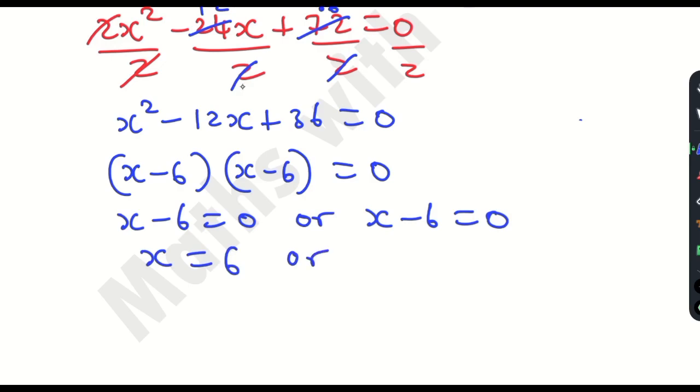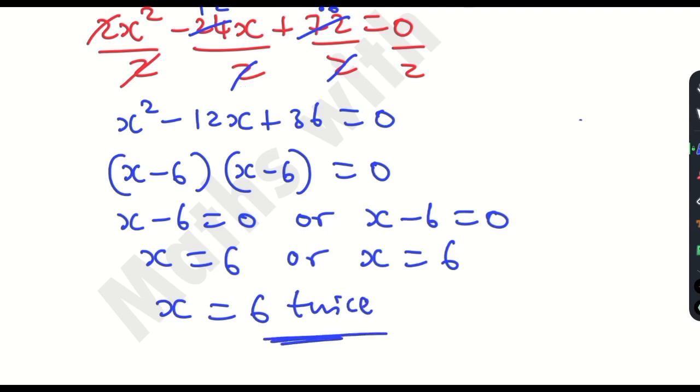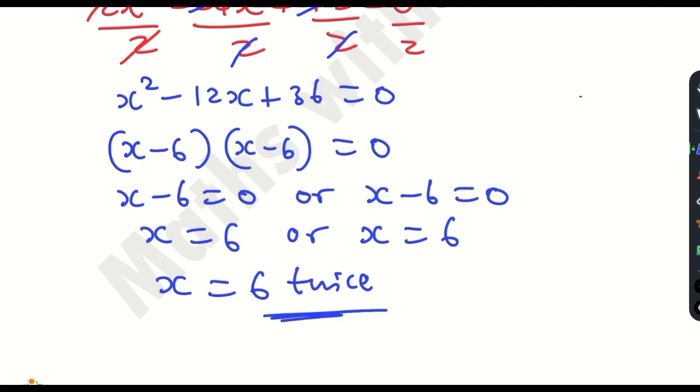Or transpose negative 6 here to the right hand side, you have what? 6. So what does this mean? X is equal to 6 twice. And this just agrees with what we did because the point where the straight line touches the quadratic graph is at point 6. So x is equal to 6 at that particular point.